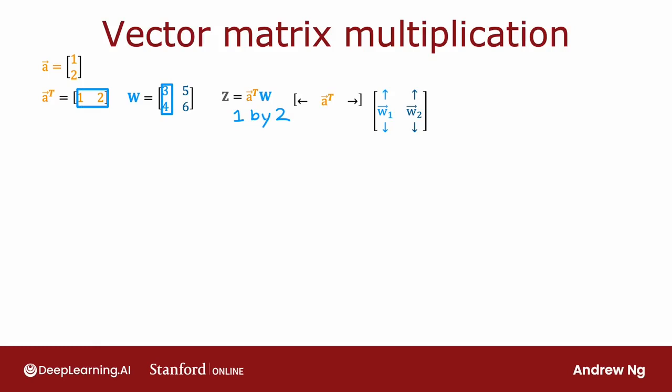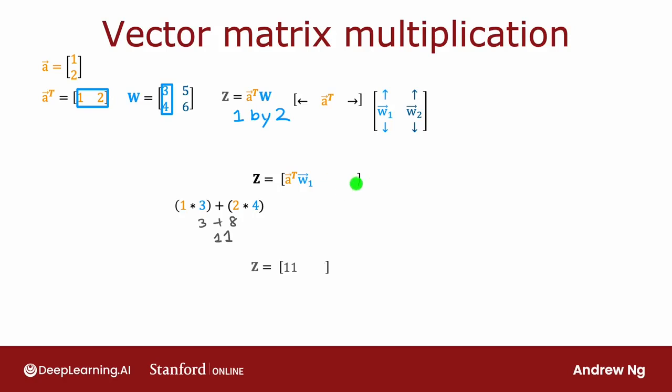And to compute the first value of Z, we're going to take A transpose, 1, 2 here, and multiply that by the first column of W. So that's 3, 4. And so to compute the first element of Z, you end up with 1 times 3 plus 2 times 4, which we saw earlier is equal to 11. And so the first element of Z is 11.